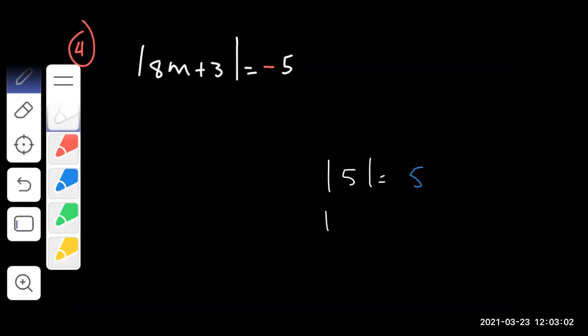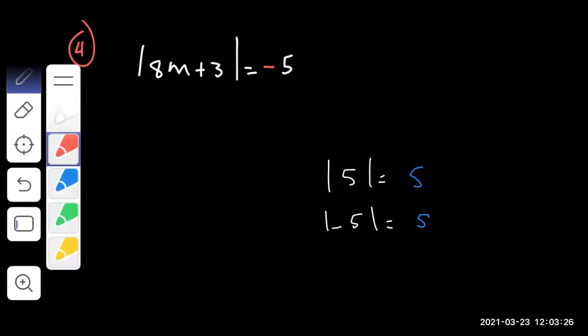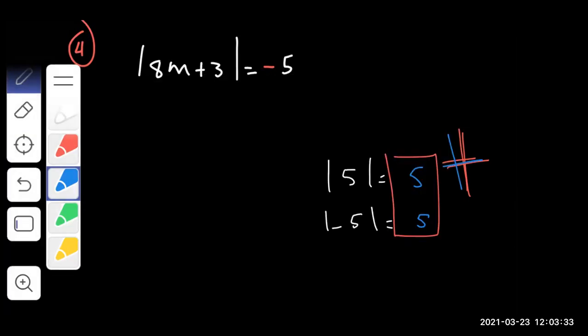And what is the absolute value of negative 5? What is the distance from negative 5 to 0? 5. The answer is always positive, guys, regardless of the sign. If it is positive, it is still positive. If it is negative, it's still positive. The absolute value is always positive. It's never, never, never negative.